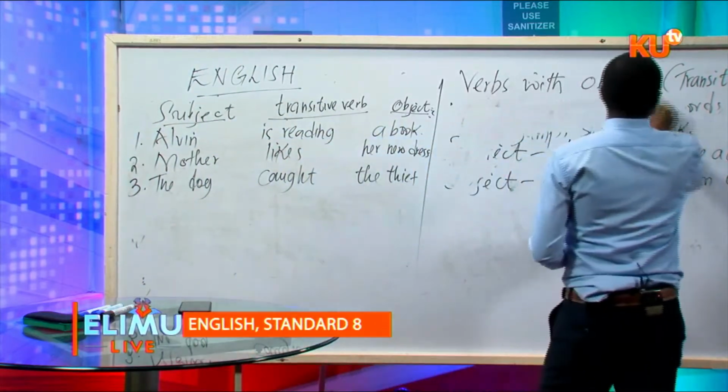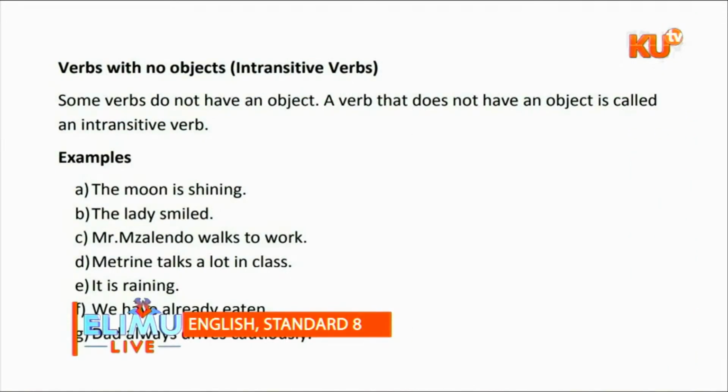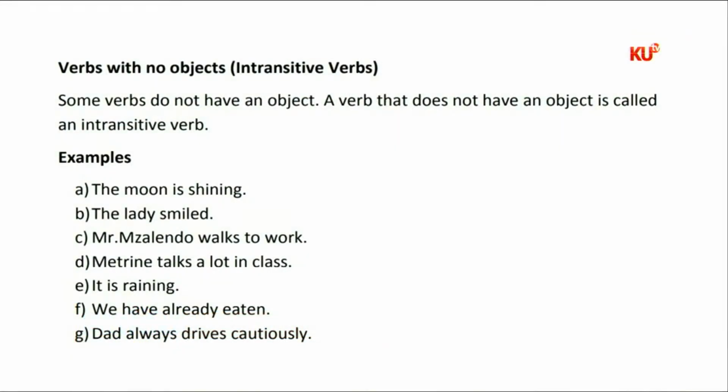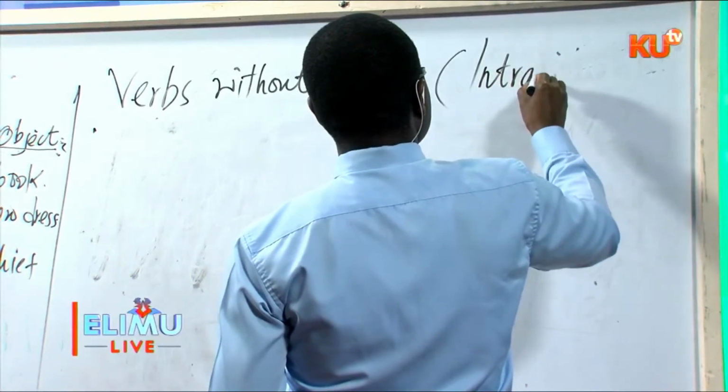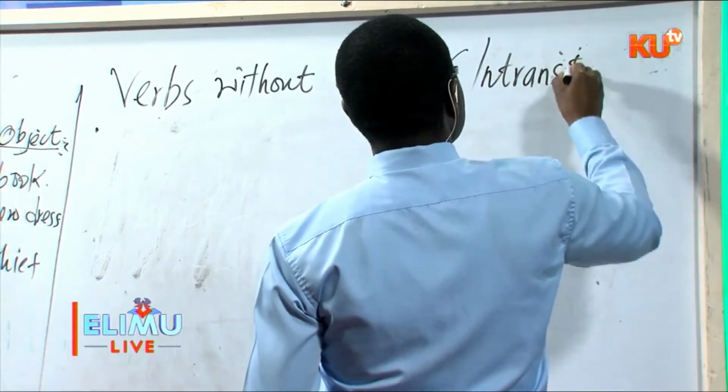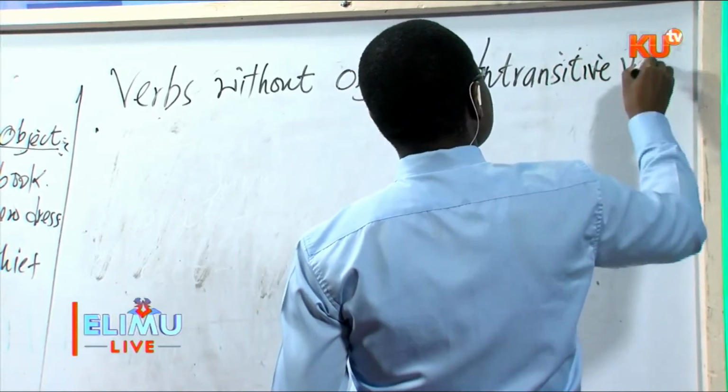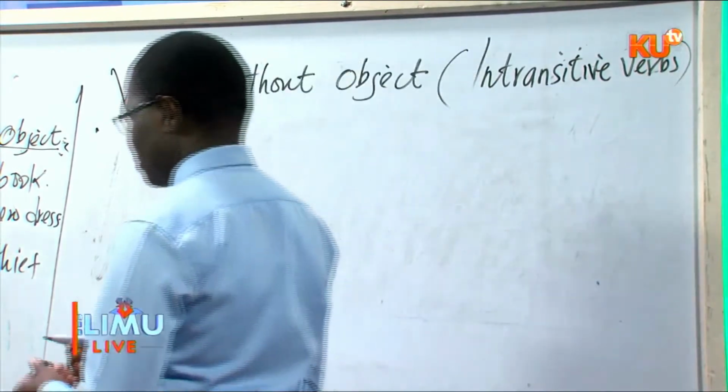Verbs with no objects. The other group, as we look at sentences this morning, are called verbs without objects, or intransitive verbs.